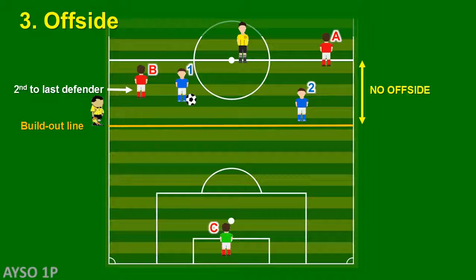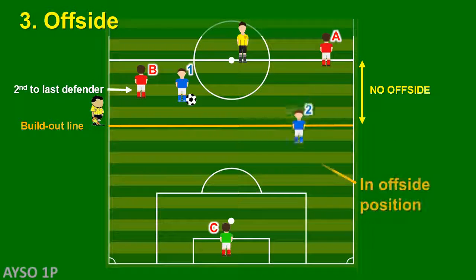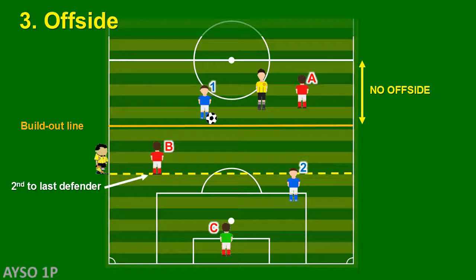Here we see player number 2 between the halfway line and the build-out line, so he cannot be in an offside position. Now he is between the build-out line and the goal line, and is closer to the goal line than both the second to last defender and the ball, so he is clearly in an offside position. Once again, here we see player number 2 is in an offside position.